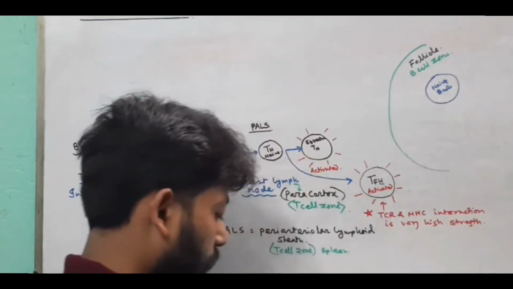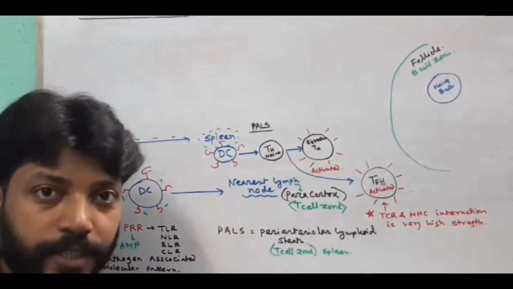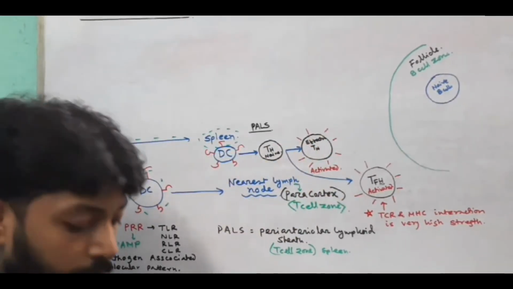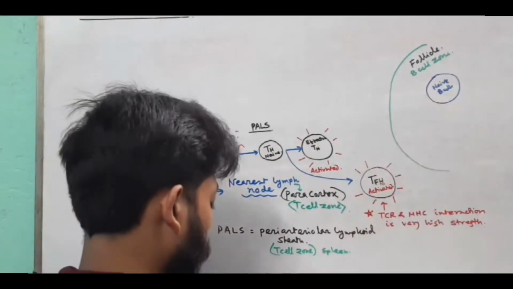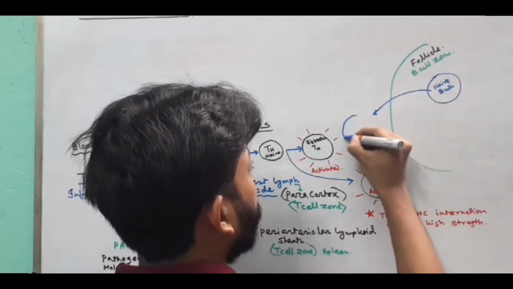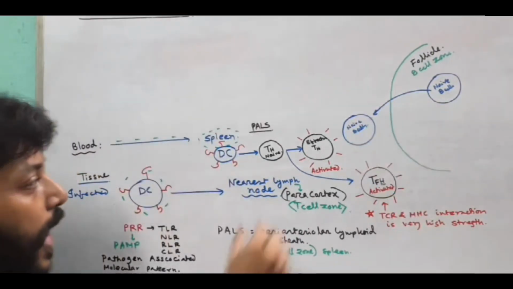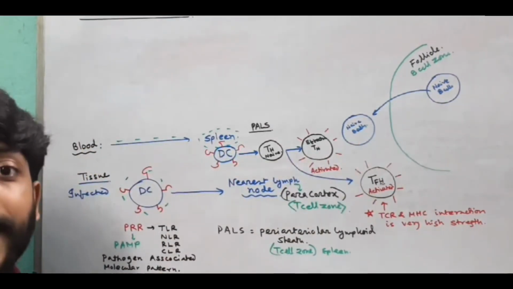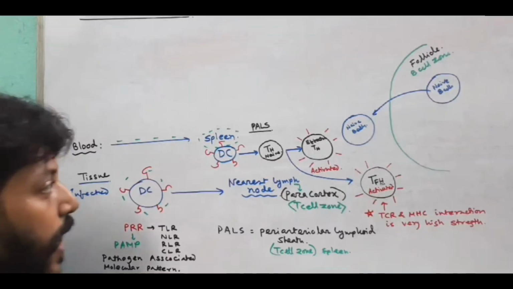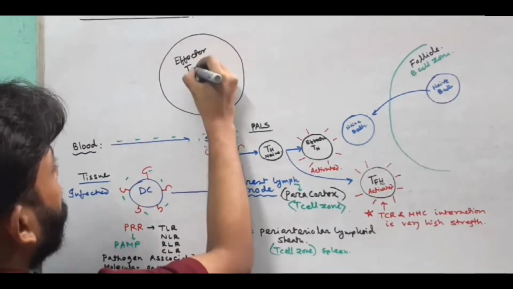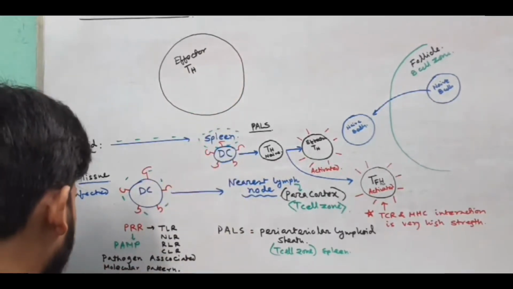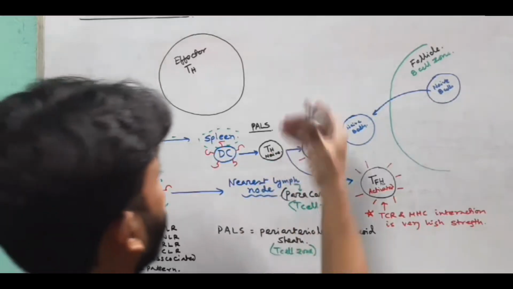Now what happens when these effector cells get activated? Some B cells actually come out. These naive B cells come out and interact with the activated T cells to get activated. Okay, let's assume this is the effector T helper cell, and this is the naive B cell.